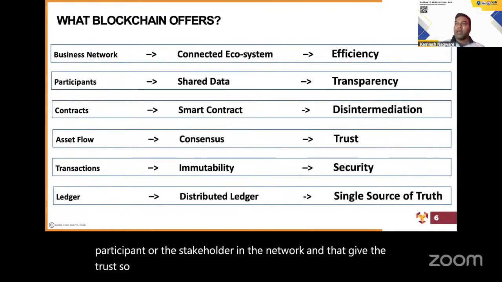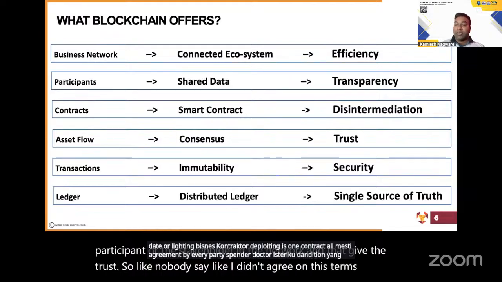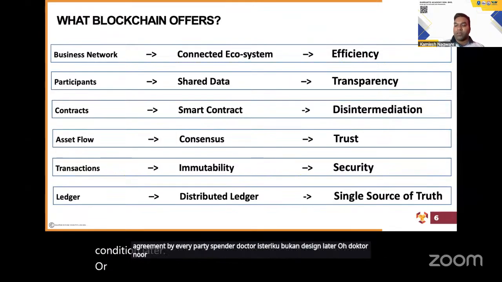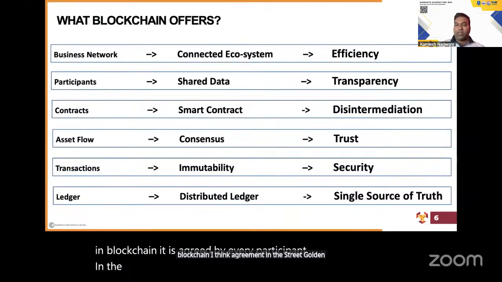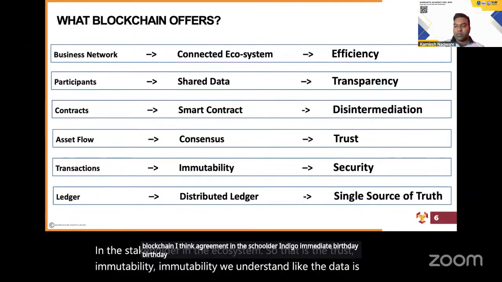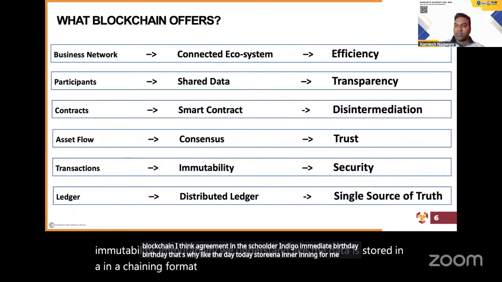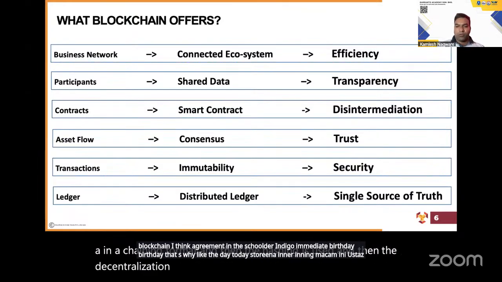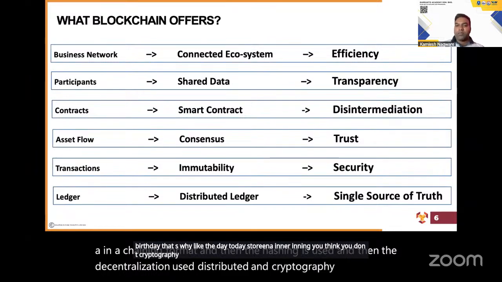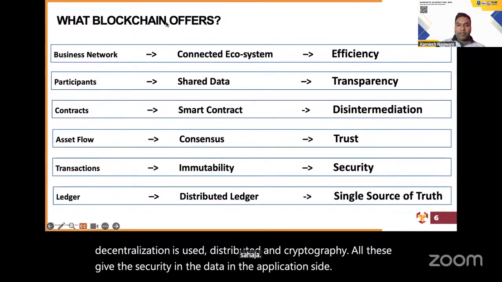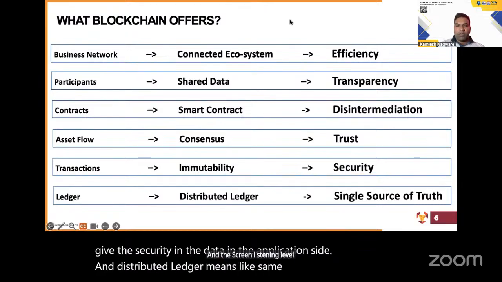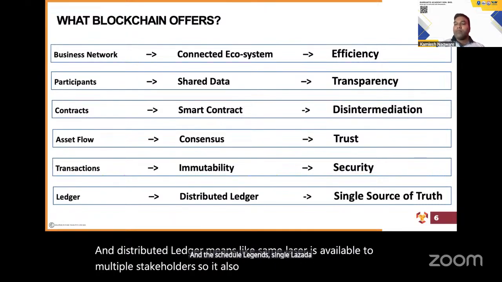So nobody can say later that they didn't agree on these terms and conditions, or that this is the transaction they did, because whatever is updated in the blockchain is agreed by every participant and stakeholder in the ecosystem. That gives the trust. Immutability, we understand, means the data is stored in a chaining format, and then hashing is used, and then decentralization, distribution and cryptography. All these give security in the data and the application side. Distributed ledger means the same ledger is available to multiple stakeholders, so it also solves the fault tolerance issue.